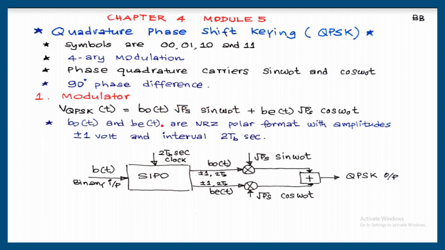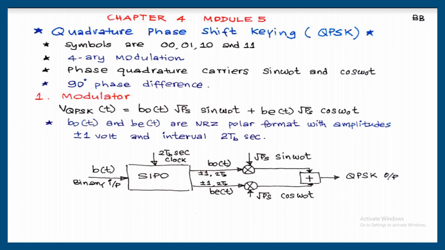BOT and BET are non-return to 0 polar format with amplitudes plus minus 1 volt and interval 2 TB second. That is a very important difference compared to binary transmission. Now the duration of non-return to 0 polar format is 2 TB second because we are taking 2 bits together. Total duration will be 2 TB second. Due to this expansion, we are able to get half bandwidth for QPSK transmission.